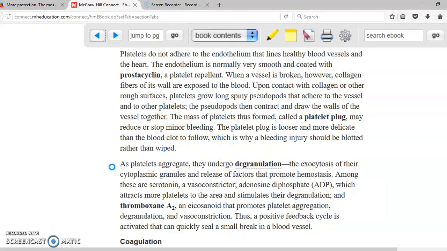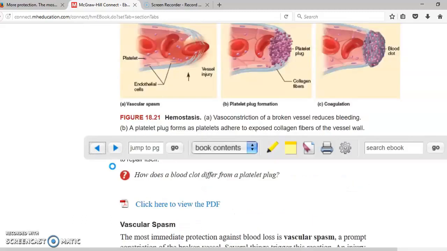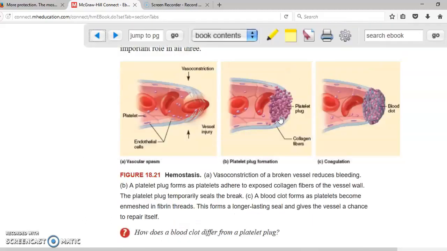The platelets are going to release, for example, serotonin. Serotonin also will produce more vasoconstriction. They also release ADP. ADP will attract more platelets to the area that was damaged. And also thromboxane A2, which will promote platelet aggregation, which is the attachment of more platelets to the initial set of platelets that were attached to the blood vessel. The platelet plug is not very strong.